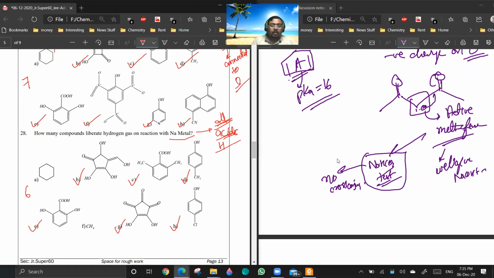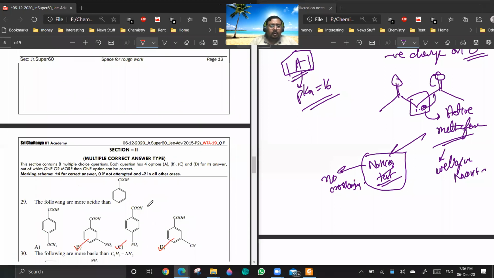Alkenes won't give the sodium metal test. In alkynes, the sp carbon is electronegative enough to hold a negative charge. Is it clear? Yes, sir. Okay, 28 is done.